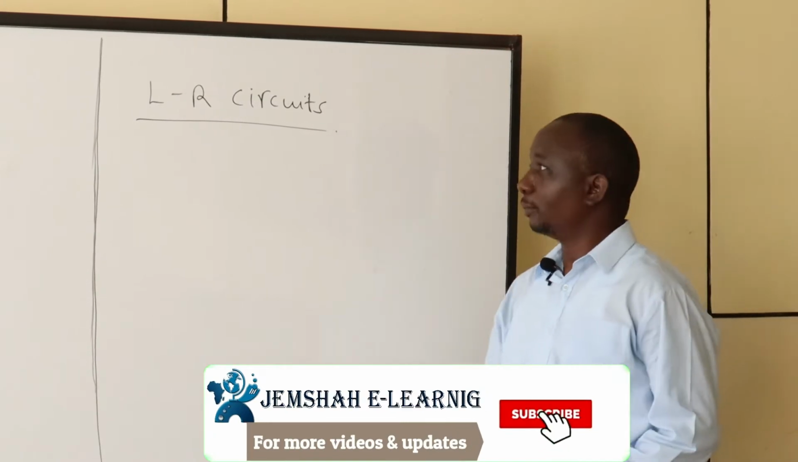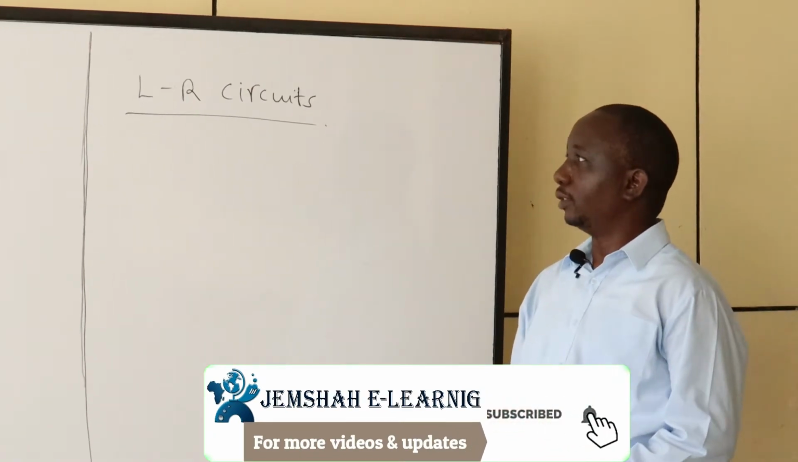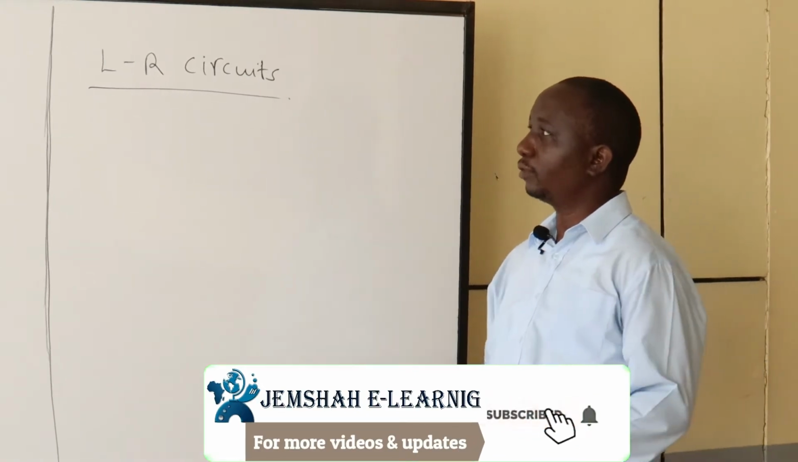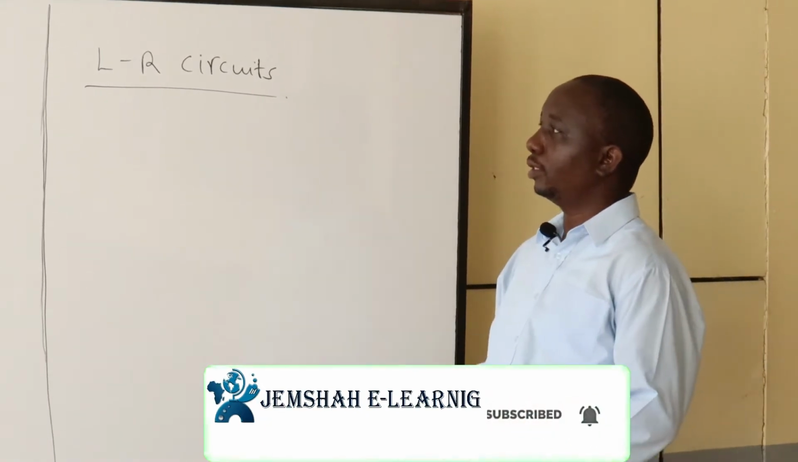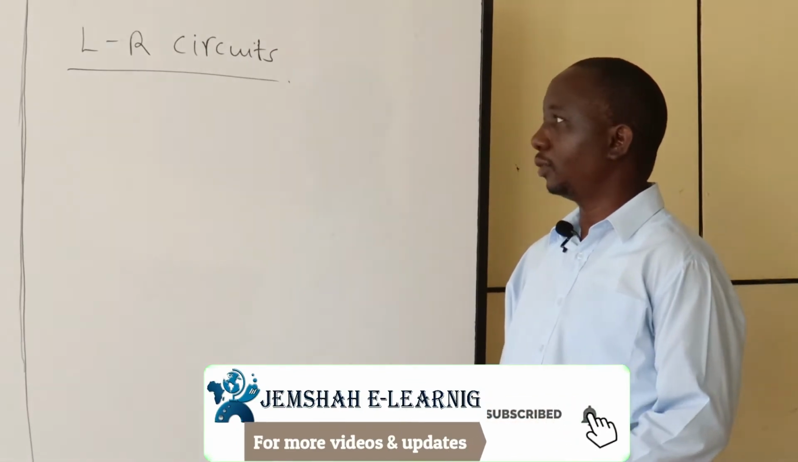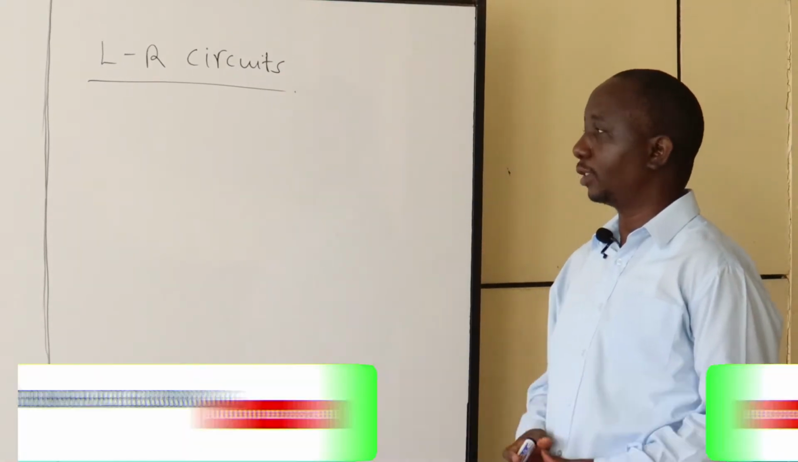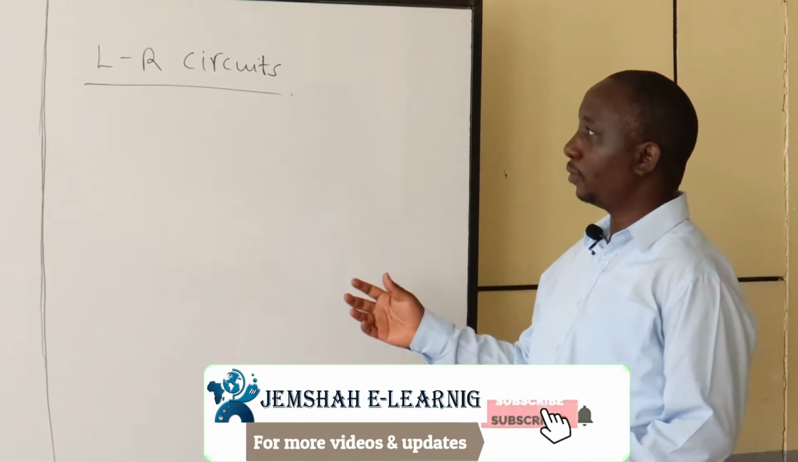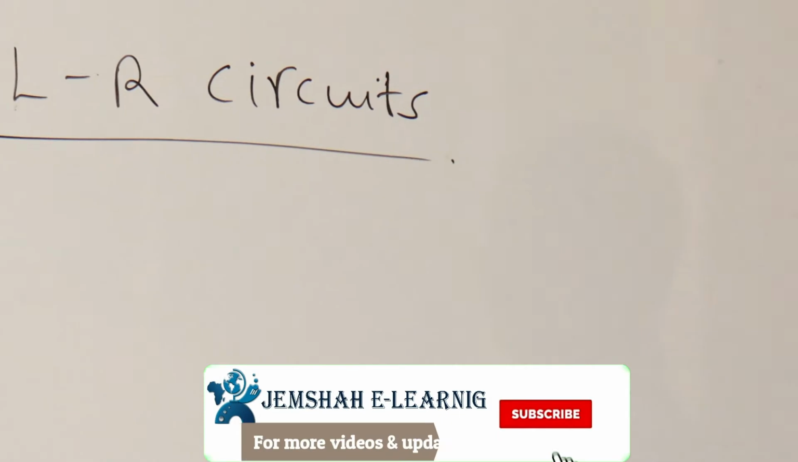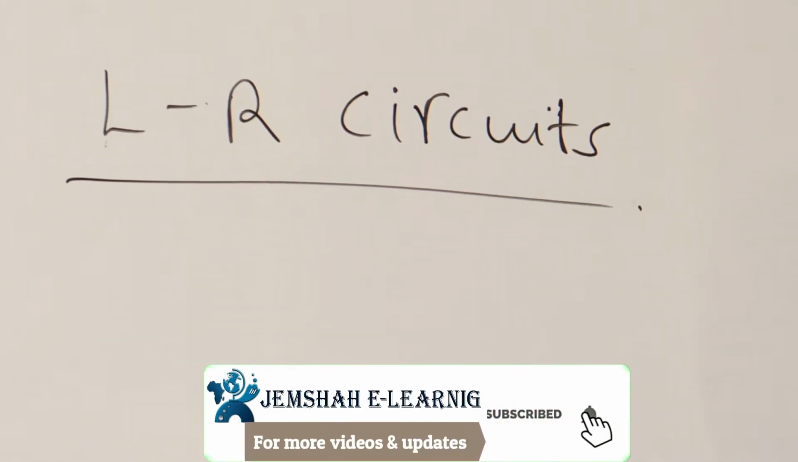So once again, welcome to another session of circuit analysis. We are going to proceed from where we left off. Last time we were dealing with the CR circuits, transient CR circuits, and we dealt with the charging and discharging of the capacitor. This time we are going to be tackling the LR circuits, where L stands for the inductor and R for the resistance of the circuit.